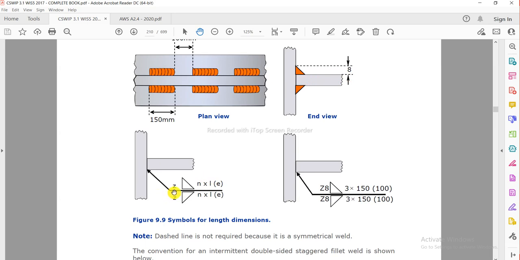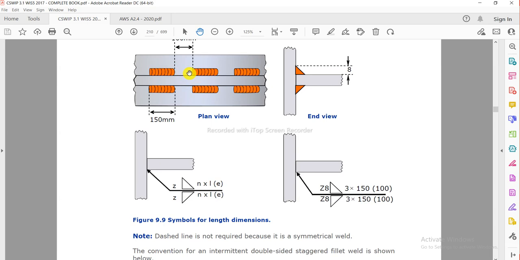So Z indicates the leg length of the weld, and N indicates the number of weld elements, like this one and this one, meaning 1 2 3 and 1 2 3. The upper side has three weld elements, and the below side has three weld elements. N is the number of weld elements and L is the length of the weld. Length of the weld means, from this end to this end, the total length of the weld elements. And E indicates the adjacent gap, the distance between two consecutive weld elements.